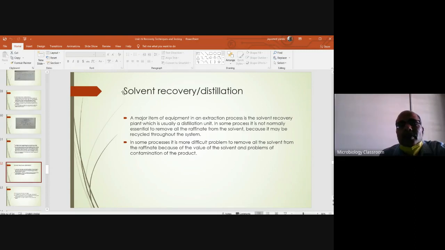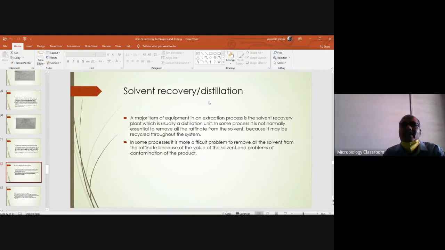So the solvents having low boiling points will be vaporized at low temperature, and when they come in contact with cool water, they will condense. And later on, the solvents which have a higher boiling point, vaporization of those solvents will occur later, and when they come in contact with cool water, there is condensation and separation.